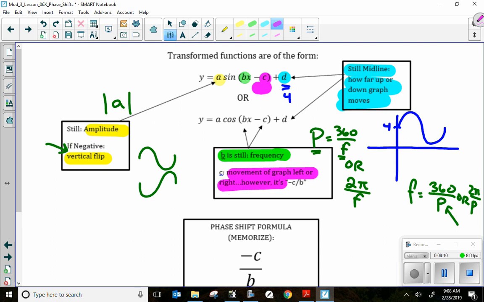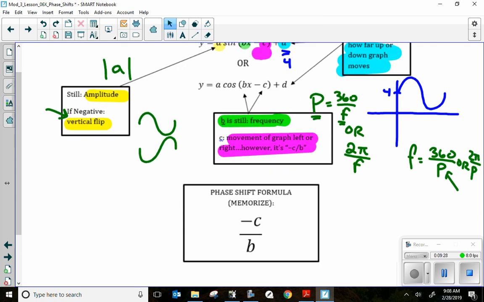However, it's negative C divided by B. Now, there are 2 ways to do this. This is just for those people that say, I just want to know how to do it. Bam, there it is, okay? I like to factor out my frequency, but ultimately, you would get the same thing that we have down here. So, what are we saying?